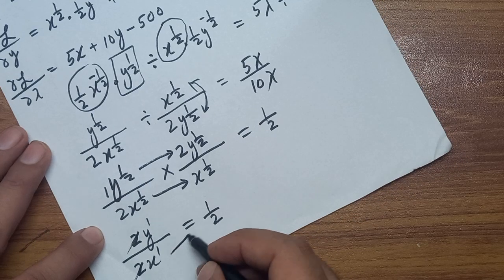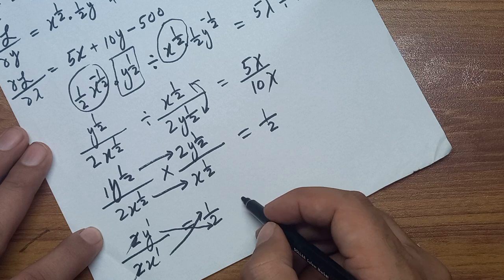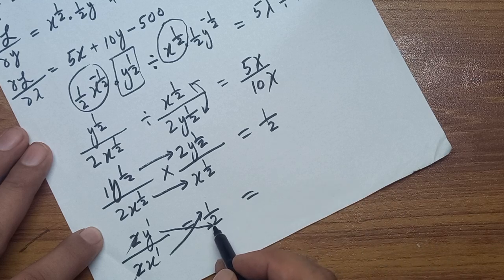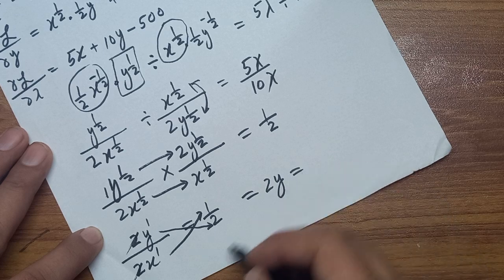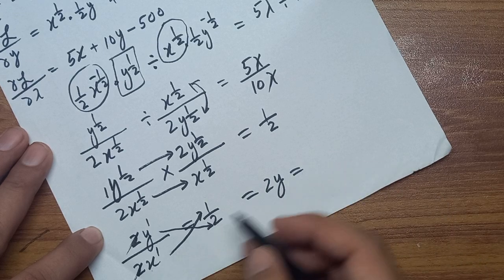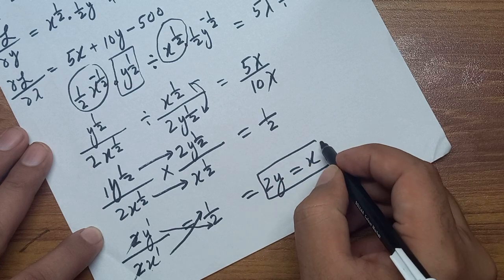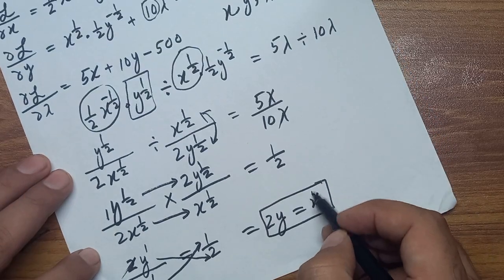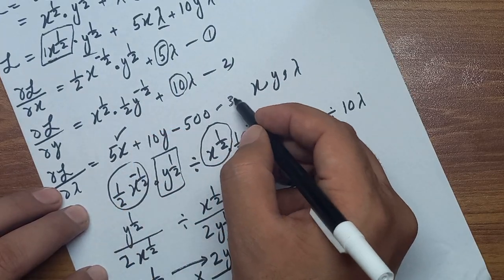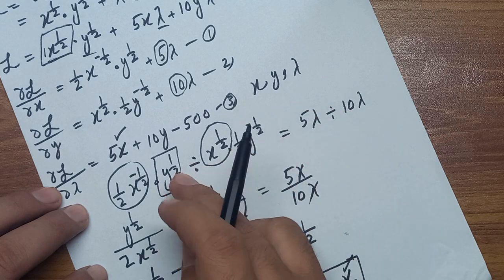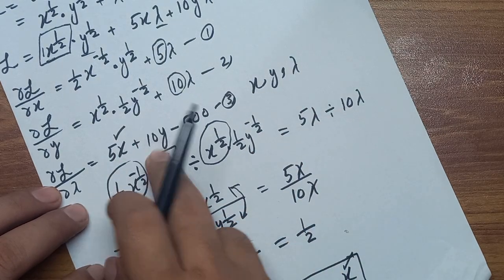We will do cross multiplication, this with this and this with this. So when we multiply 2 with y, we will have 2y is equal to, when we multiply x with 1, it will be x. So now we will put the value of x in equation 3, and we can find the value of y.